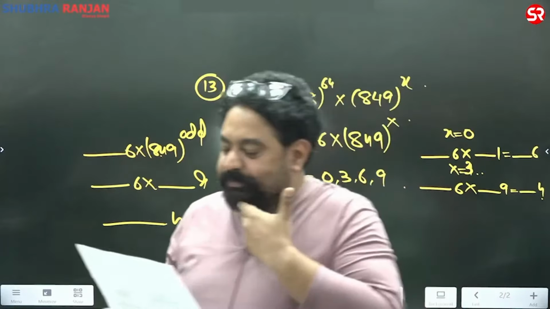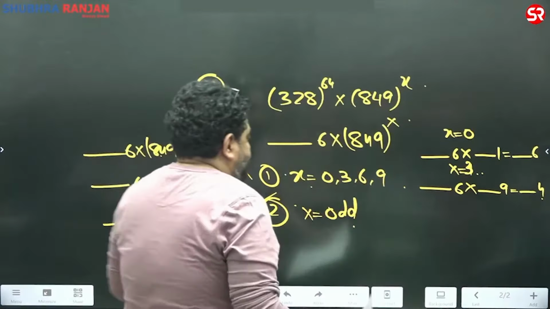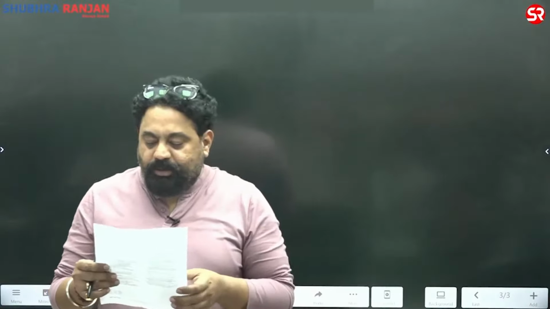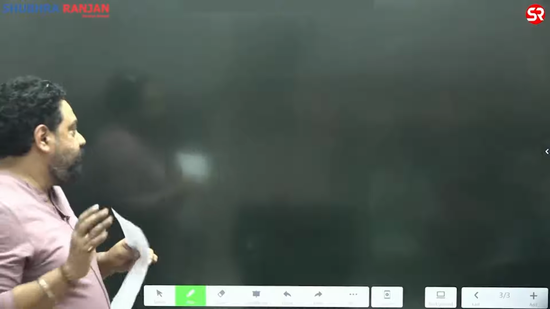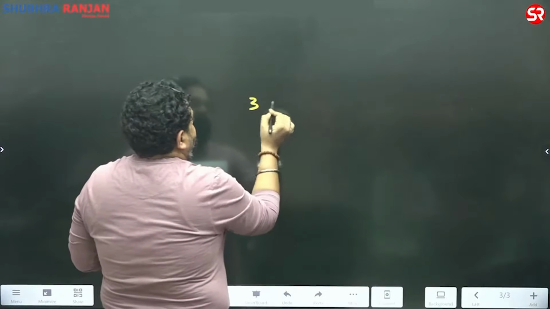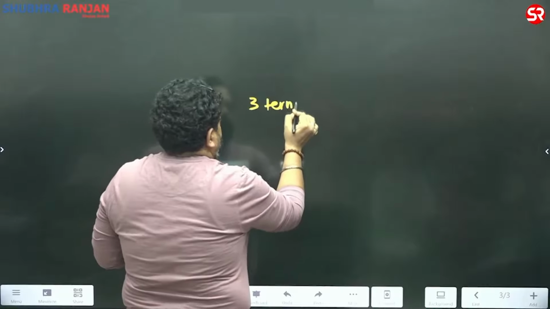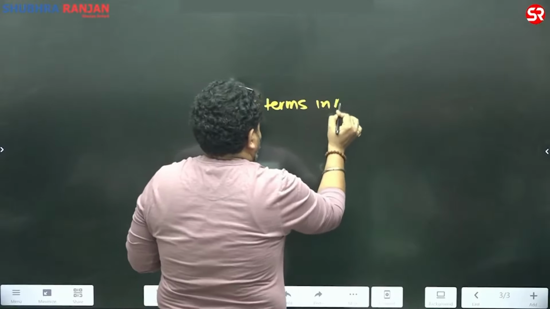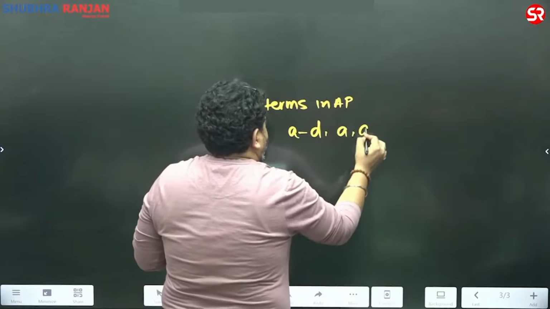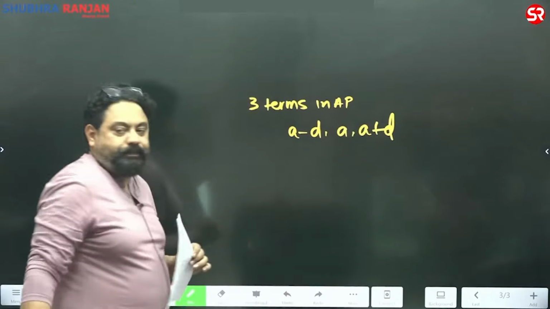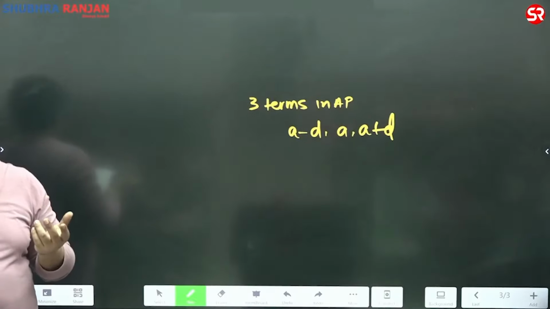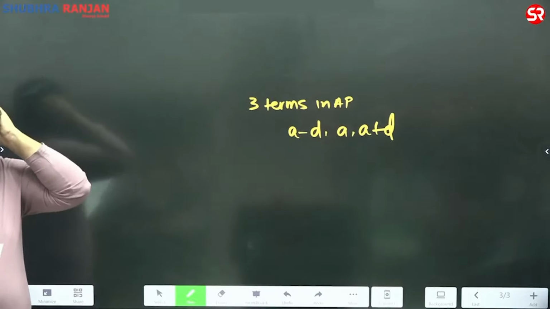Question number 17. What is the first term of an AP? Sum of first three terms is 30. Now, listen. First term of an AP, I had told you, three terms in AP would be A minus D, A and A plus D. But he is asking, what is the first term of an AP? What is the answer for 17?